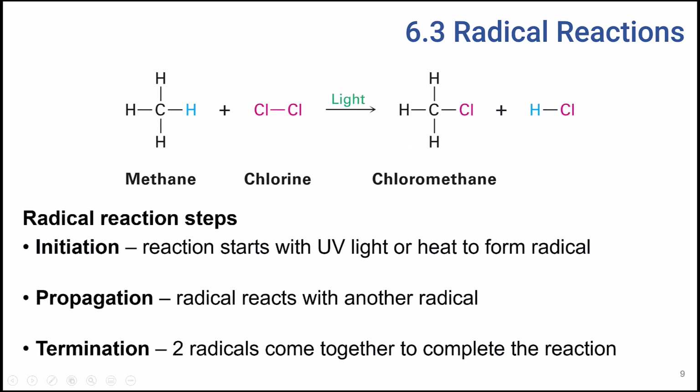There's 3 steps to radical reactions. So in the reaction of methane plus chlorine, which is initiated by light to form chloromethane, the first step is the initiation reaction. This is where the reaction starts with UV light or heat in order to form the radical. It's then propagated, where radicals can react with another molecule. And then when 2 radicals come together, that will complete the reaction in the termination step.